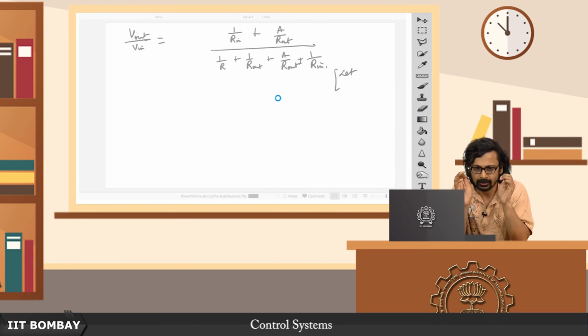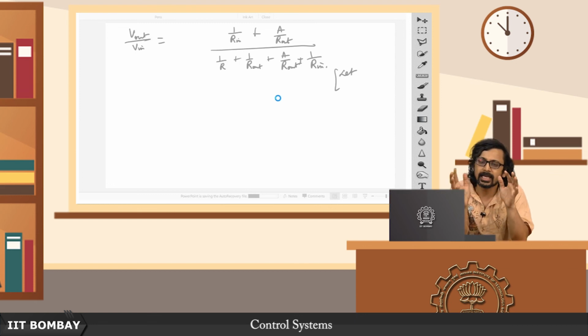Now I am saying, already I have discussed what happens when A tends to infinity alone, even when R out is not 0 or R in is not infinite. We have seen that the gain is unity. So long as this op amp has infinite gain, it is good enough to act as an ideal op amp, irrespective of R in and R out.